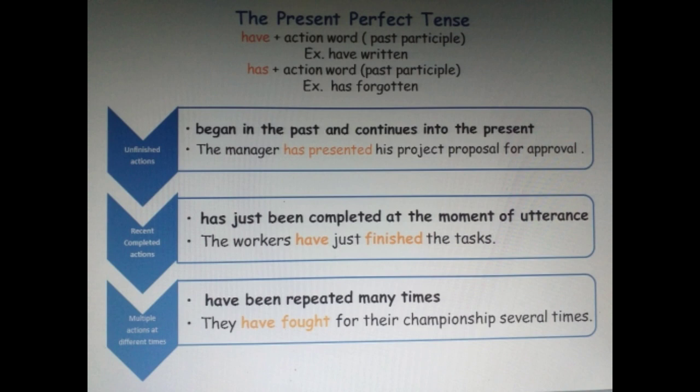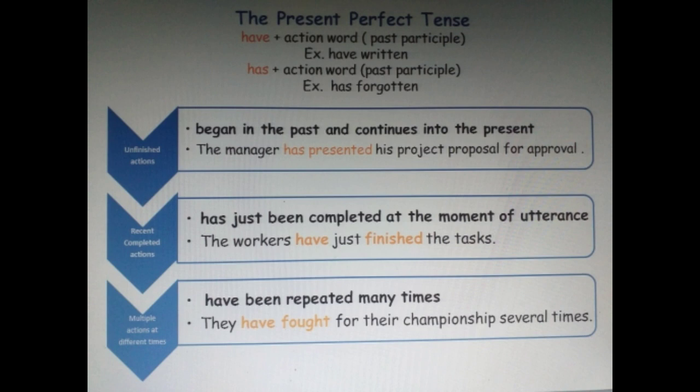So the subject here is the manager, which is singular, and the verb is has presented in the present perfect tense. In the next example, it says here that the present perfect tense is an action which has just been completed at the moment of utterance. Sentence example, the workers have just finished the tasks. So the verb here is have finished. Have because the workers is plural.